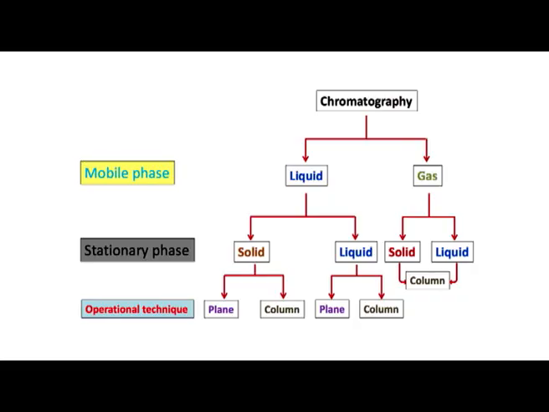As we discussed in the previous section on the basics of chromatography, we have the separation of chromatography based on the physical state of the mobile phase and stationary phase used. The main classification was into liquid chromatography and gas chromatography. These two types of technique we can further divide into plane or column chromatography. Liquid chromatography can be used in a plane chromatography mode or in a column chromatography mode. On the other hand, gas chromatography can be used only in the column chromatography mode.